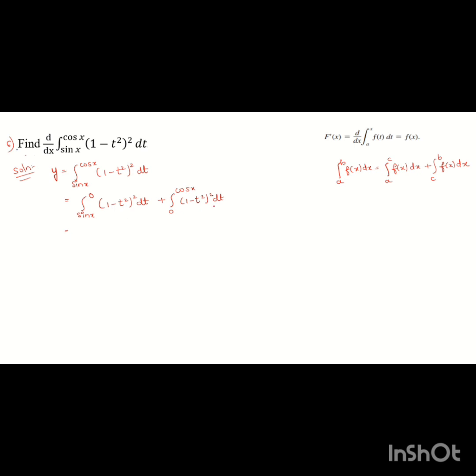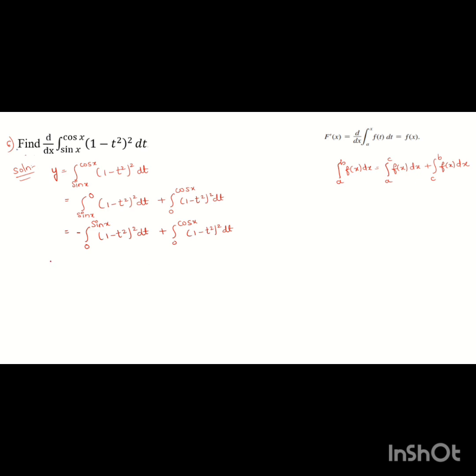This equals, since we have two integrals, again checking if it is from constant to a variable. So this is a constant and this is a variable. So we are going to change the bounds here. So it is minus of integral 0 to sin x of 1 minus t square whole square dt plus integral 0 to cos x of 1 minus t square whole square dt.